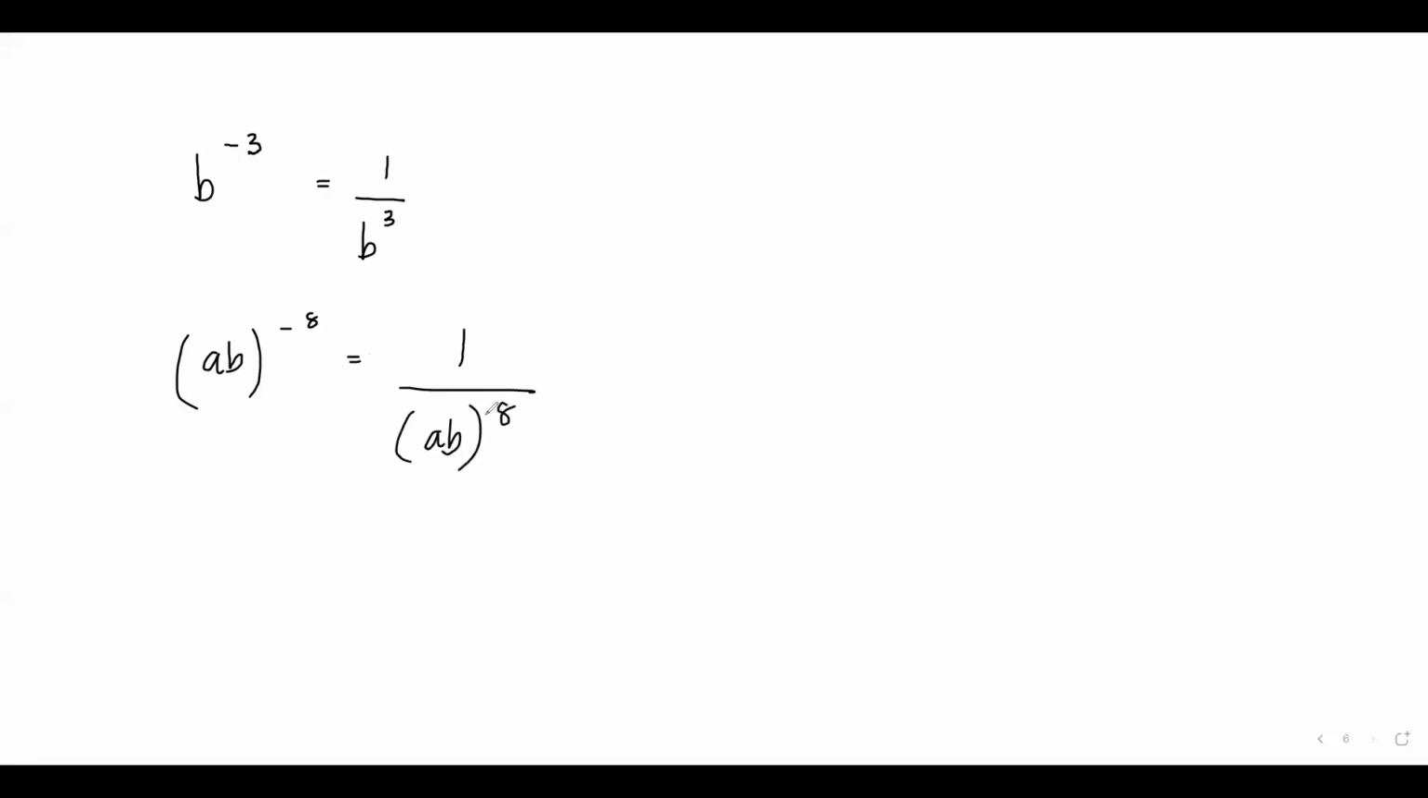1 over AB to the power 8. Is that clear? So anything with a negative power, right? E to the power minus 10 should be written as 1 over E to the power 10. Okay, so everyone is okay with making a negative power a positive one.